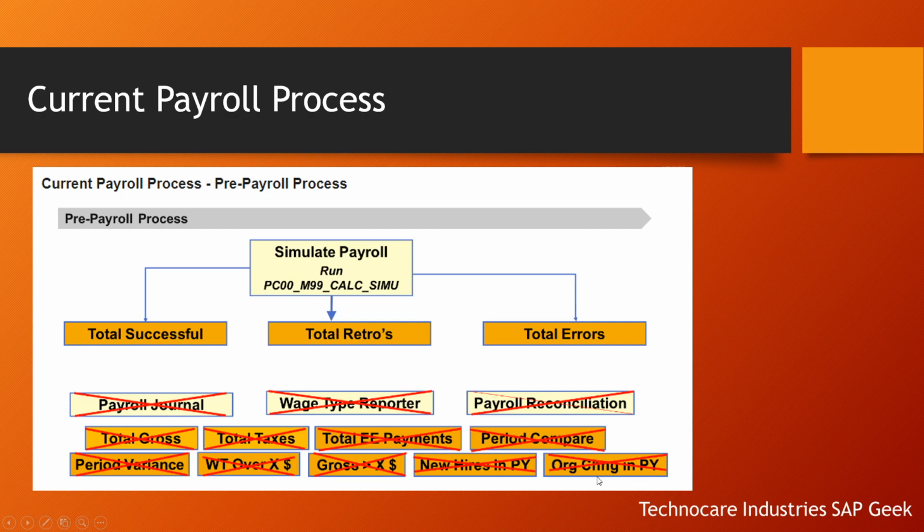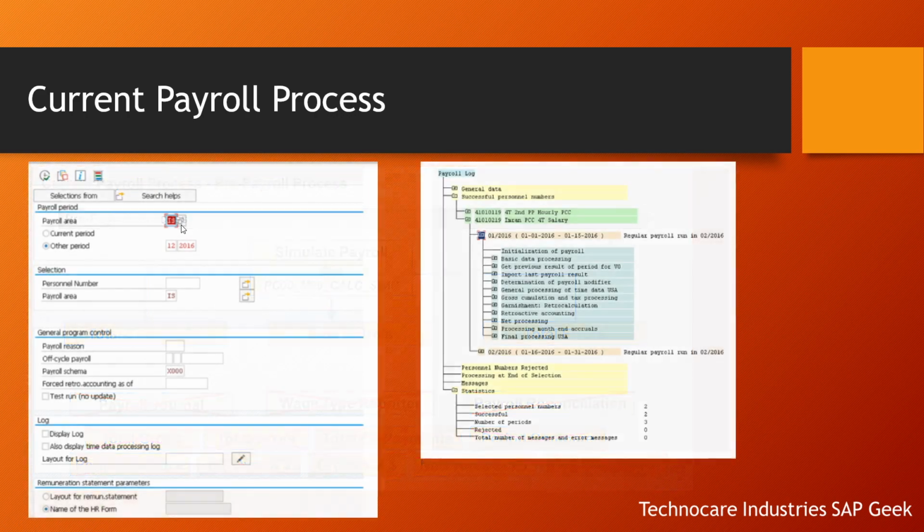So the things that we could do in the legacy payroll process were pretty much limited to the output of simulation payroll, right? This is the main area where SAP has innovated the payroll control center in such a way that more things can be accommodated during the pre-payroll phase of the process. Okay, so let us move on.